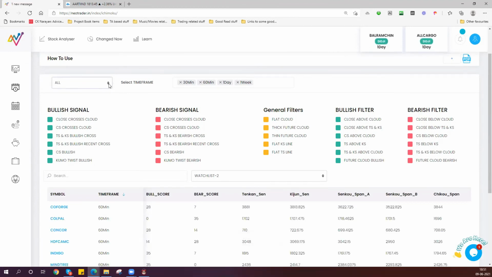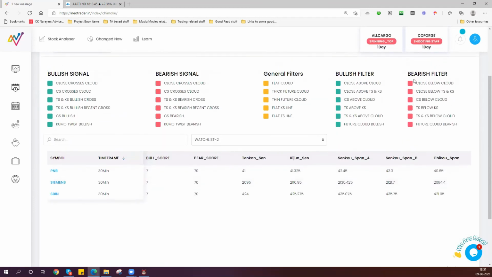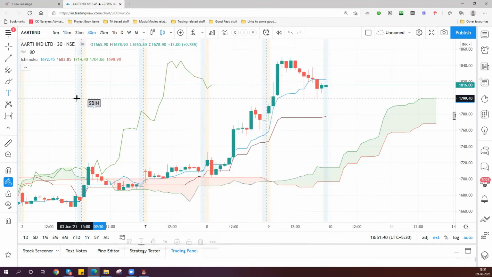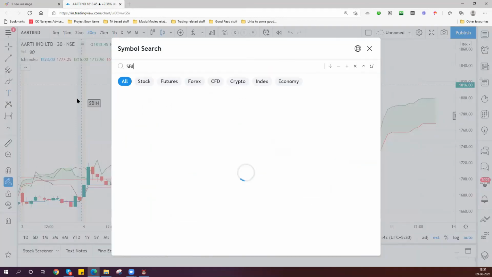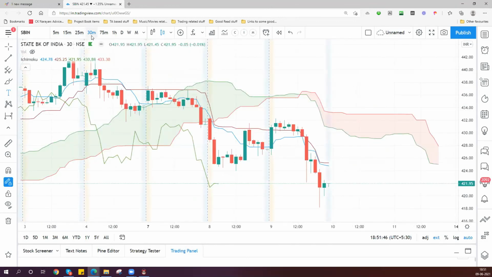So if you go and look at that, let's say we look at the stocks which are bearish. Now PNB, Siemens and State Bank in the 30-minute time frame are meeting all these criteria. So let's just go and take a look at one of them. And let's say we do SBIN. I take a look at State Bank and we do 30-minute.